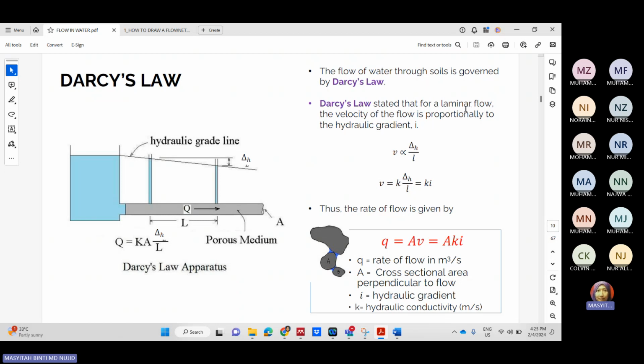So kalau kata our assumption is a laminar flow, according to the Darcy law, the velocity is equal to K and I. What is K? K is the hydraulic conductivity. I is the hydraulic gradient. Hydraulic gradient tadi adalah the head loss to the horizontal distance between point A dan juga point B, water level in point A dan juga point B. A is the cross-sectional area perpendicular to the flow and Q is the rate of flow.